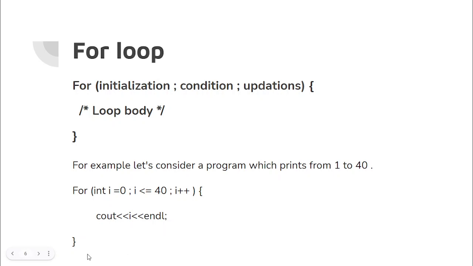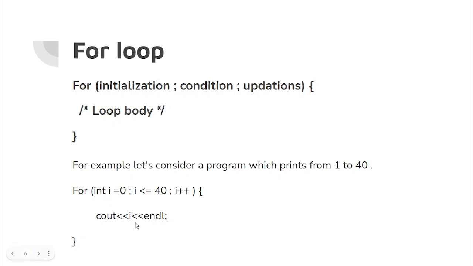Then it goes down, and it comes back again, and here then we have updation. In updation the value of I is increased by 1. This plus plus sign is used to increment the value of the integer by 1. So as the value of I is increased, now the value of I is equal to 1. Now the condition is again checked if I is less than or equal to 40. Of course 1 is less than equal to 40.